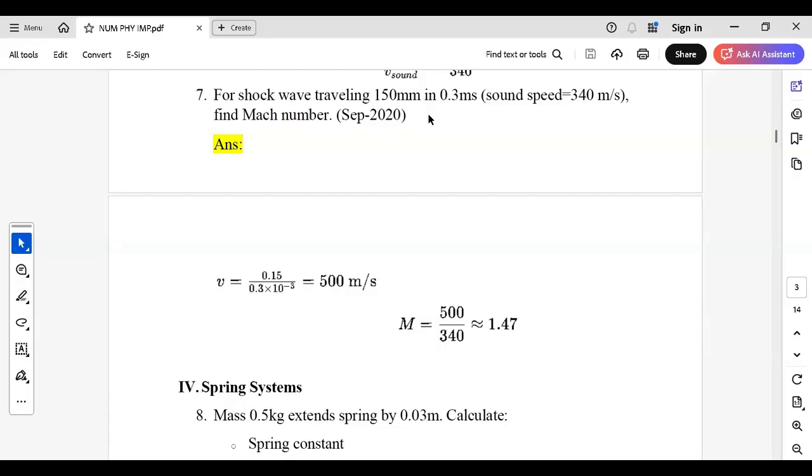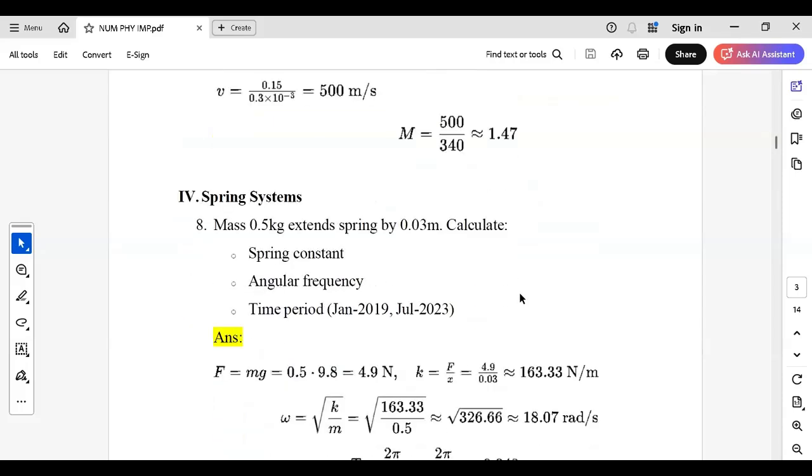Now divided by time. What is the time? 0.3 millisecond. So milli means 10 to the power minus 3. So we are getting 500 meters per second. When you substitute that in place of V, you get 500 divided by the velocity of sound, which is 340, which is equal to 1.47. So that is your Mach number. Moving to the next question.